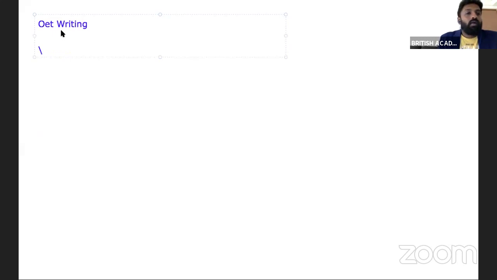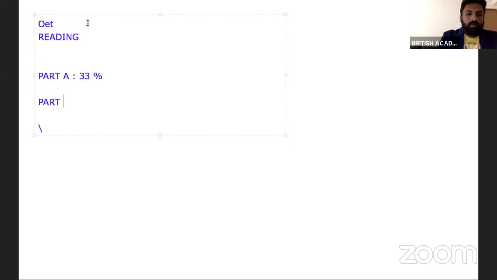Perfect. Now, let's see reading. When you do your reading tomorrow, let's understand its pattern and structure. Part A contains a total mark weightage of 33%, and part B contains a total mark weightage of 66%. This is the marking criteria which is present in the OET examinations.